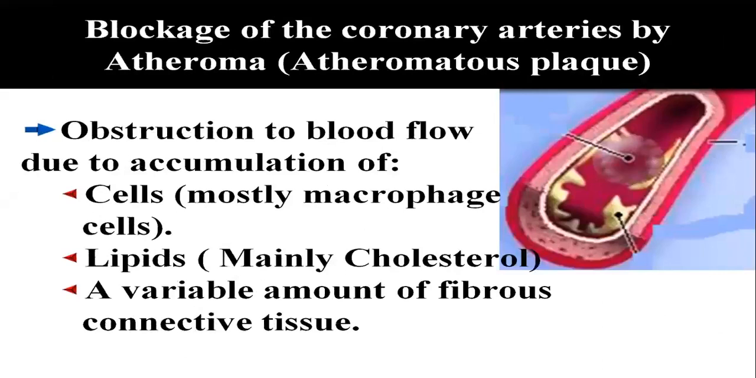Then blockage of coronary arteries by atheroma. Blockage of the coronary arteries causes obstruction to blood flow due to accumulation of cells, mostly macrophages, and the accumulation of lipids, mainly cholesterol, and accumulation of variable amount of fibrous connective tissues. All accumulation of cells, lipids, and fibrous tissues cause blockage of coronary artery.